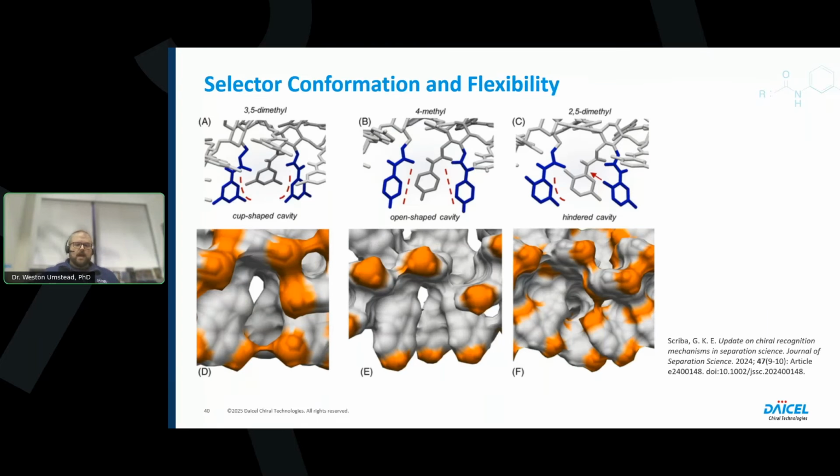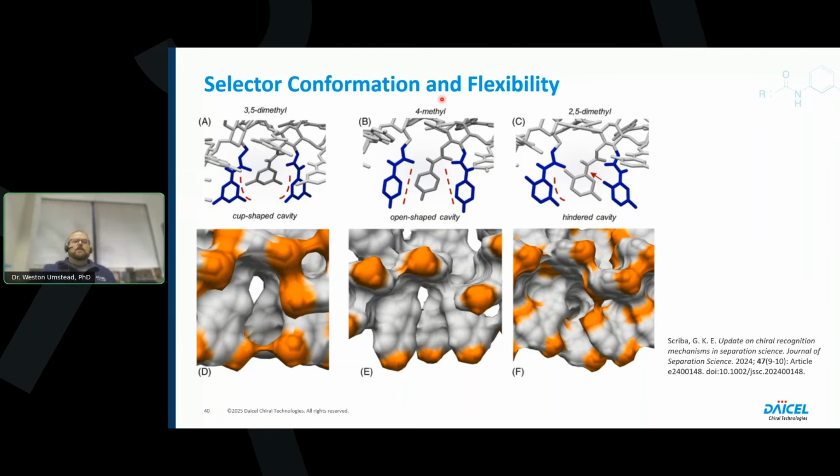We can talk about the actual shape and size of the chiral groove, though, as it relates to the pendant structure. So when we have things like 3,5-dimethyl, which is our AD and OD type chiral selectors, we see more of this cup-shaped cavity where there's a lot of good access for a broad range of sizes of molecules, which is partly why AD and OD are still to this day 2 of the most popular phases that are sold and used for chiral separations.